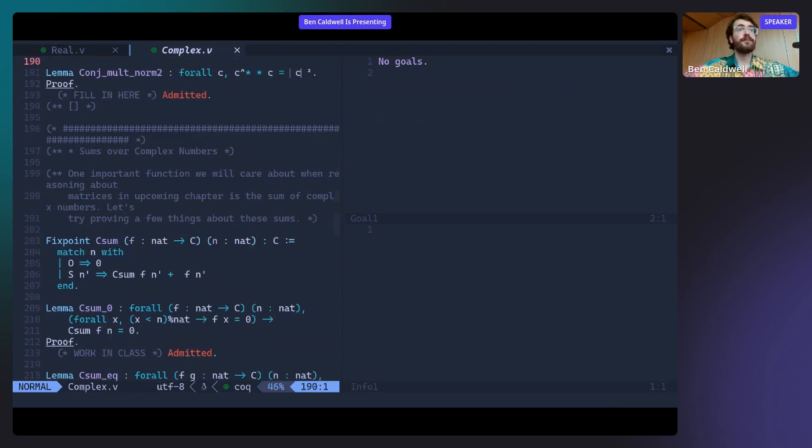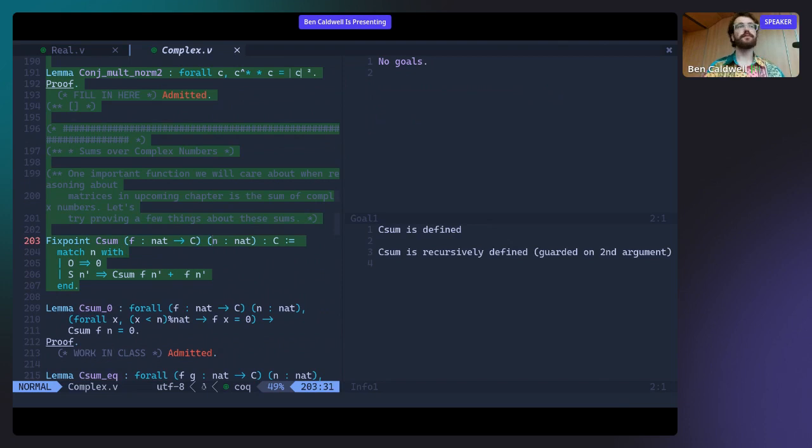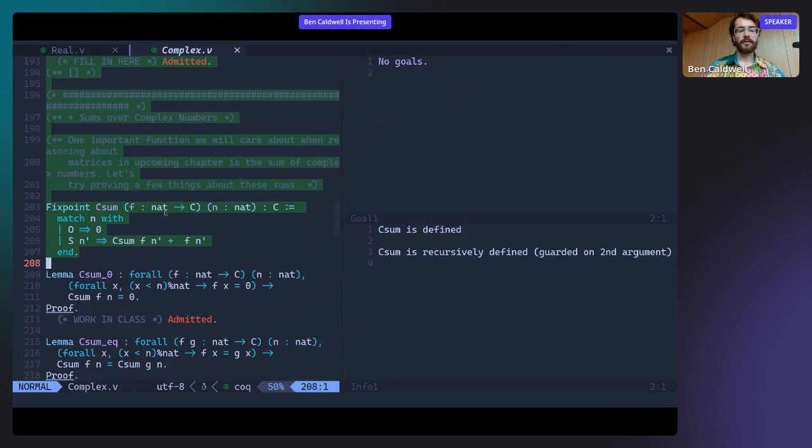So the path forward, now that we have complex numbers as a field, is we have to start thinking about how we can actually define matrices. The way that we've decided to do this in QuantumLib is dealing with this complex sum, which you can think would be particularly useful if you're taking a sum along a vector. It's a recursive function. You have some function f, which generates a complex number from a natural. And then you give it the nat, which is the recursive size of it. And it will sum up everything from n minus 1 to 0.